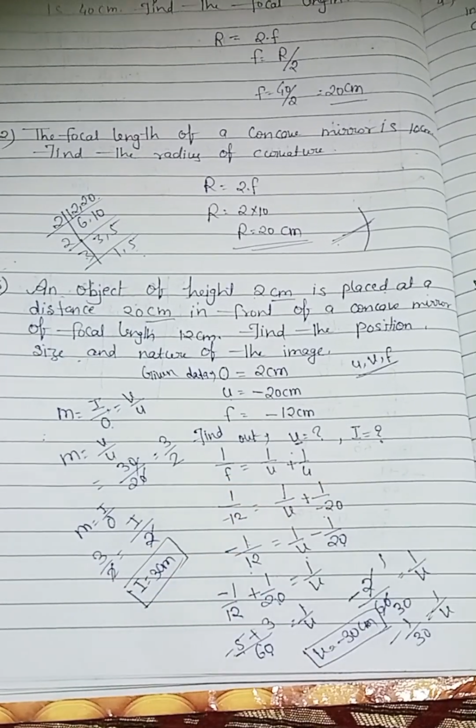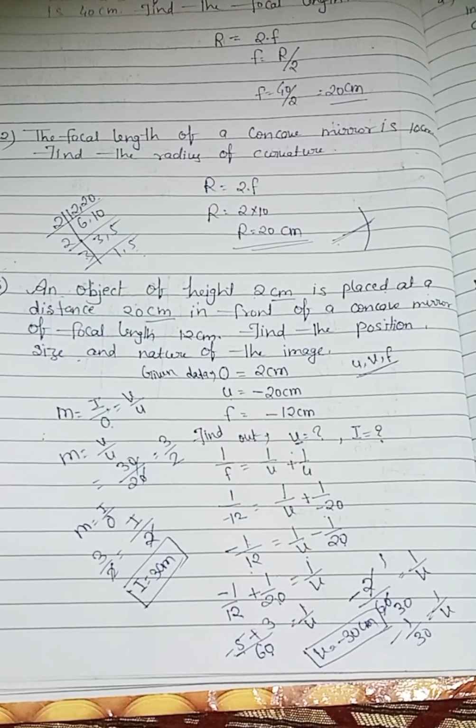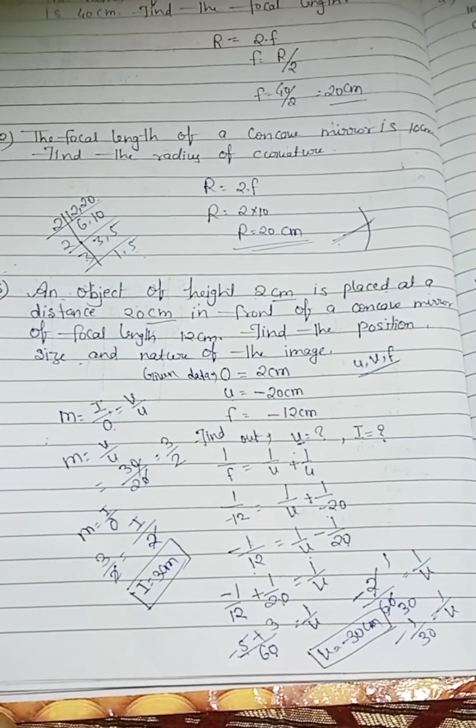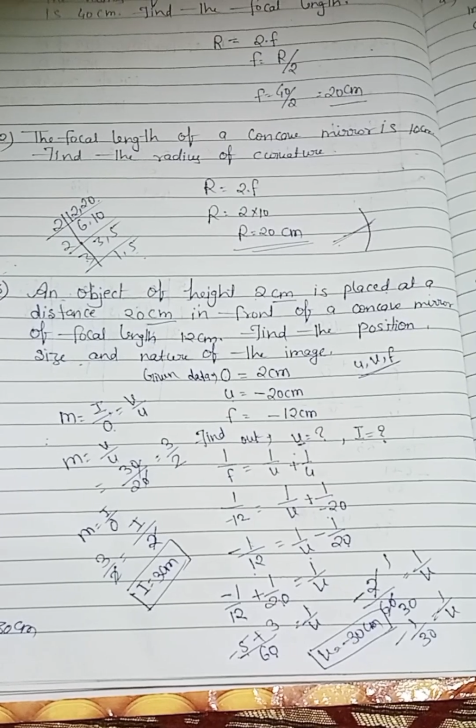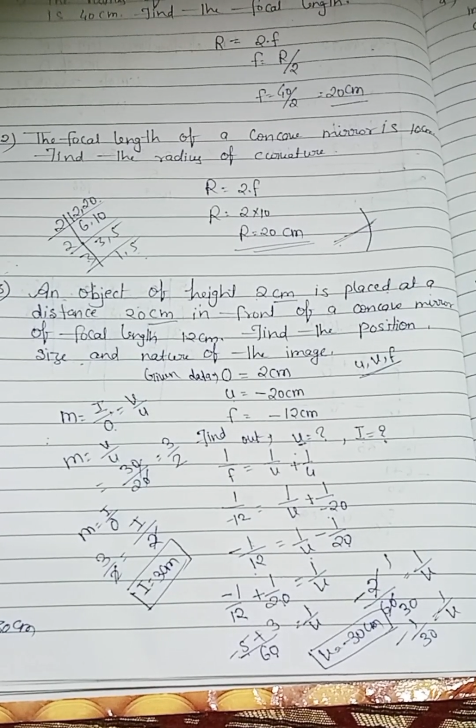Now you need to write the nature of the image. The value of v is 30 centimeter, and because it is negative, that means it is in front of the mirror.